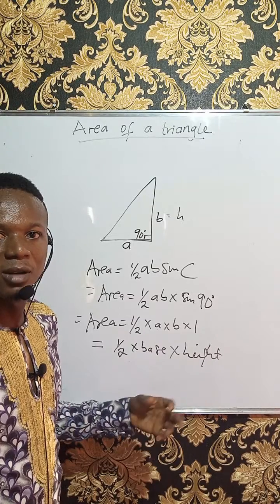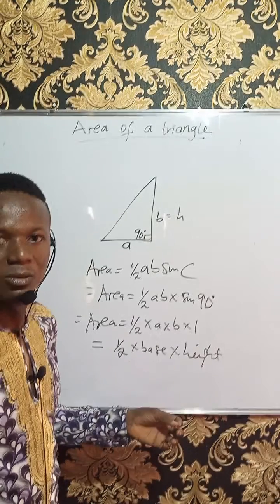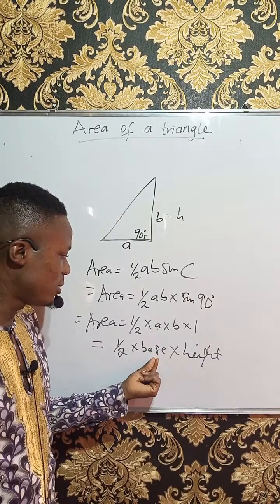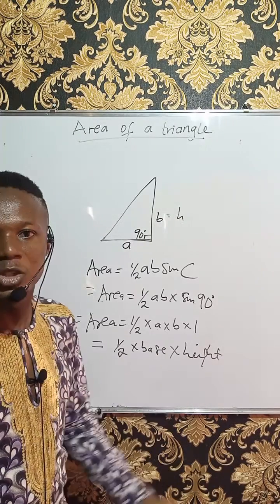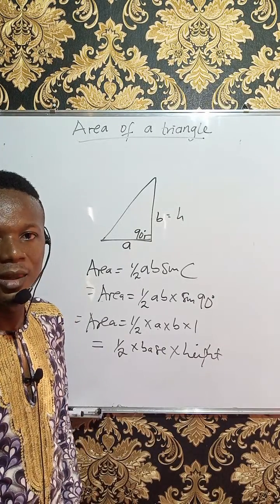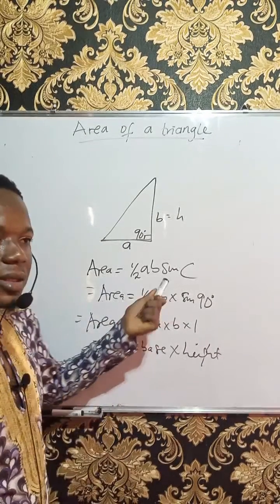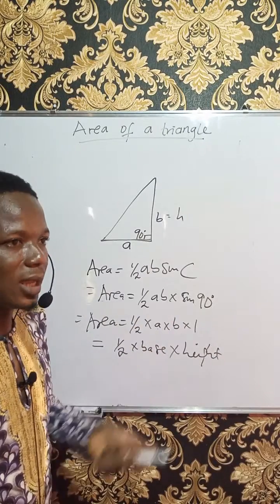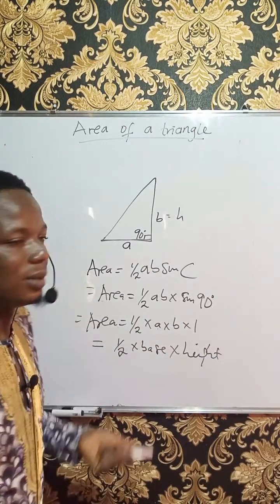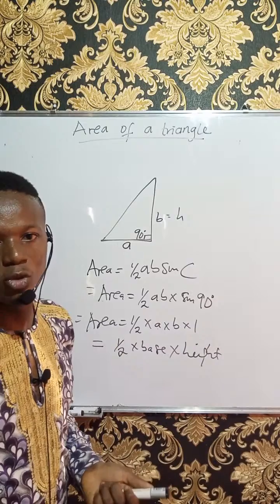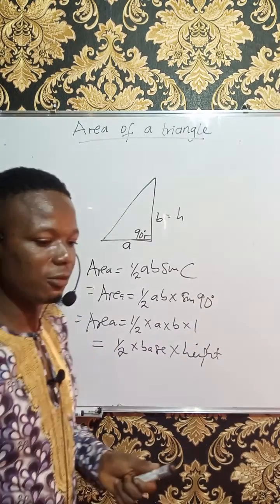What if the triangle has an angle that is not a right angle? You now see that this particular formula, half times base times height, cannot help you to solve everything. So because of that, you can now use half AB sine C, half BC sine A, and half AC sine B. These are the various formulas you can use to solve for the area of a triangle.